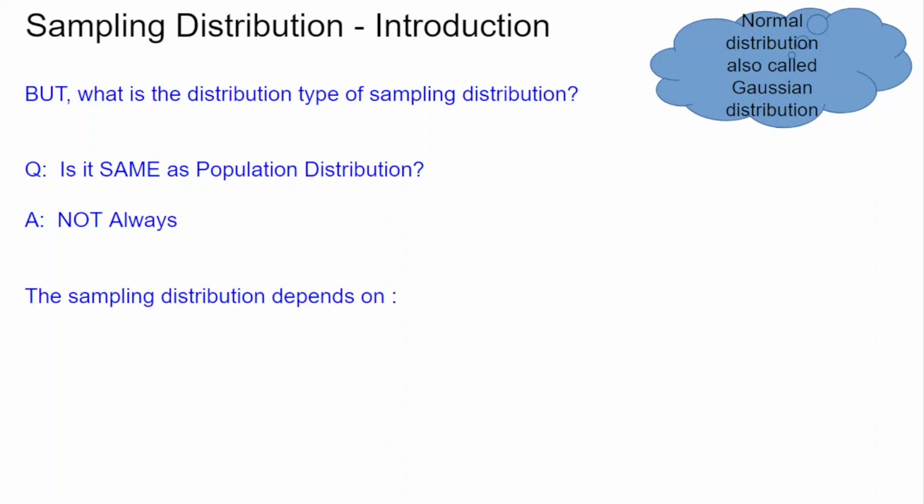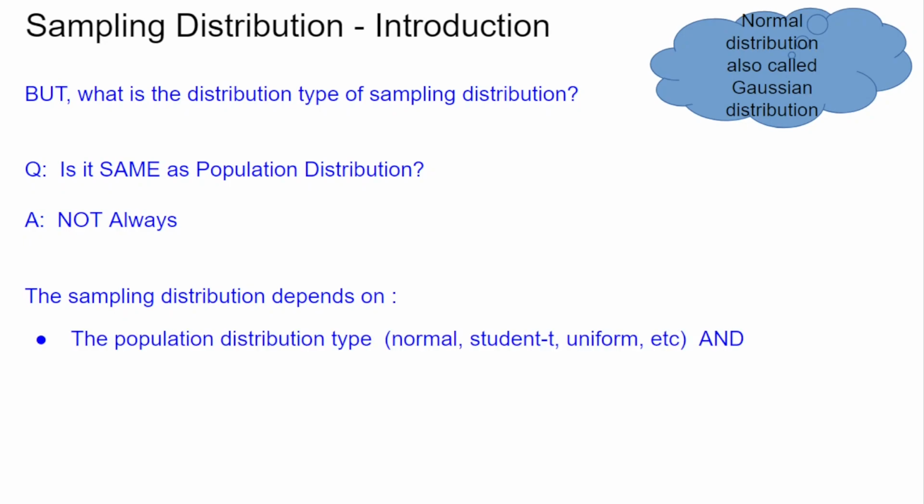The sampling distribution's shape is going to depend on three things. One, the population distribution's type. The population distribution could be a normal distribution, a student distribution, a uniform distribution, or an irregular distribution, like what we just saw in that example. So the distribution type matters here. The size of our sample also matters. The size n that we use to sample matters in deciding how the sampling distribution's shape is going to be.